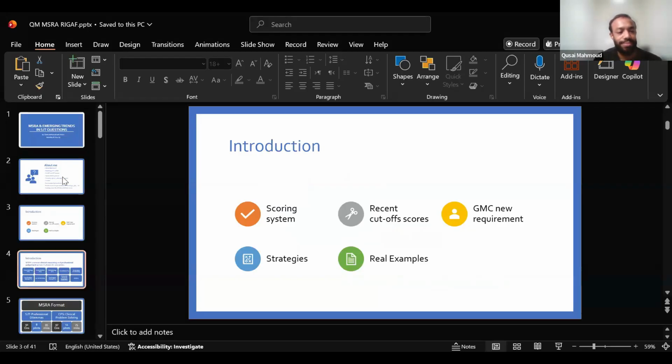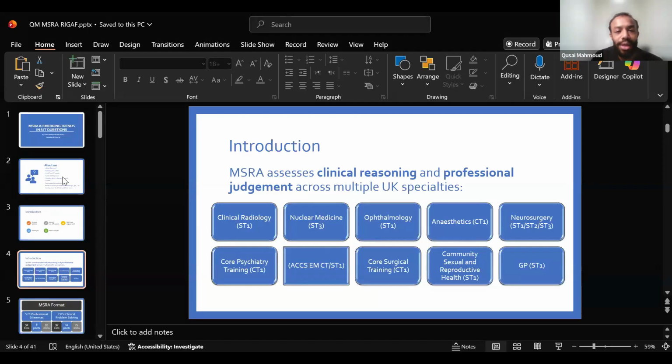examples for the SJT. First of all, the MSRA is a computerized exam of 2 parts: clinical reasoning and professional judgment. Clinical reasoning is the clinical exam. It's very classical. You have been through doing that through your medical school and afterwards. The professional judgment is the so-called ethical exam. It's not an ethical exam. We are exploring that in a minute, but it's the professional judgment.